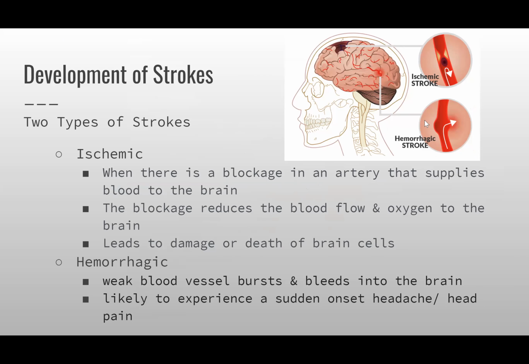And then development of strokes. There are two types: ischemic and hemorrhagic. Ischemic is when there is a blockage in the artery that supplies blood to the brain. Basically, this blockage will reduce blood flow and oxygen, and it can lead to damage or death of the brain cells.